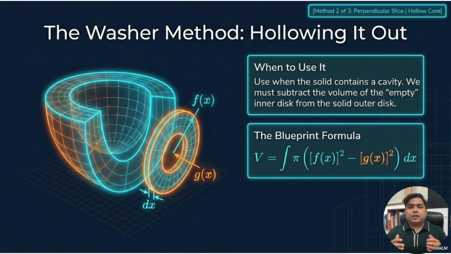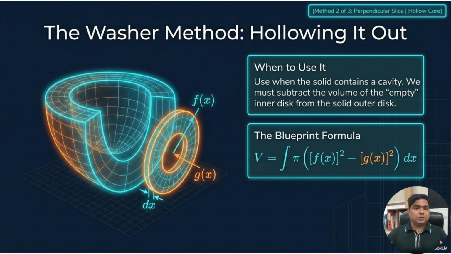Verbally, we say volume equals the integral from a to b of pi times the outer radius squared minus the inner radius squared with respect to x. Here, f of x is usually the outer radius and g of x is the inner radius. The area of the outer disk is pi times f of x squared. The area of the inner hole is pi times g of x squared. So the washer area is pi times f of x squared minus g of x squared. Then we multiply by dx and integrate.